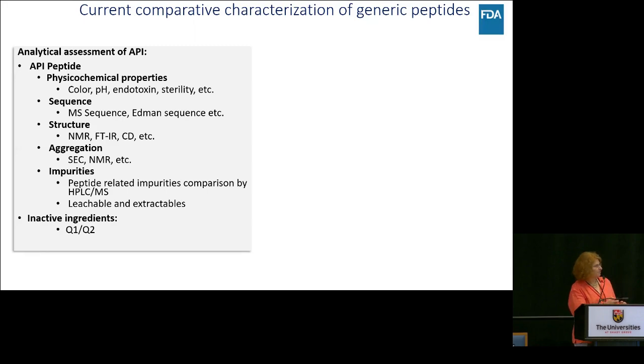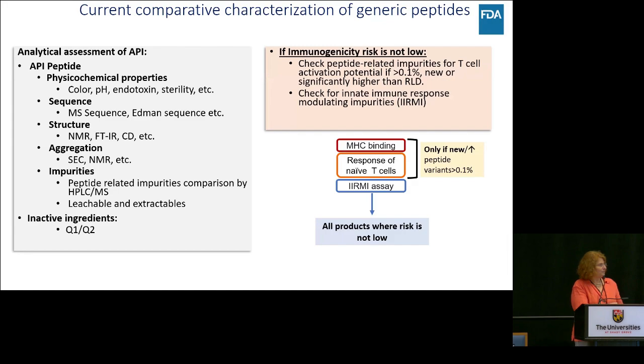And if the risk of immunogenicity is not low, then there's a request to look at those impurities and how those impurities can impact immunogenicity, right? And so if it is peptide-related impurities, as we discussed this morning, we would only be concerned if they're new or if they're at a significantly higher level than the RLD. But when it comes to innate immune modulating impurities, we usually ask for them. And so why is that?